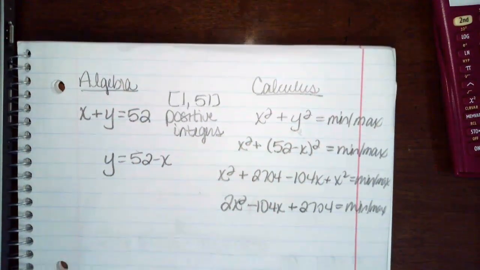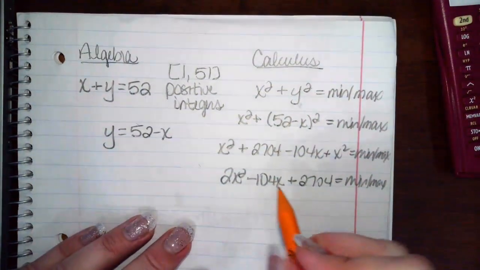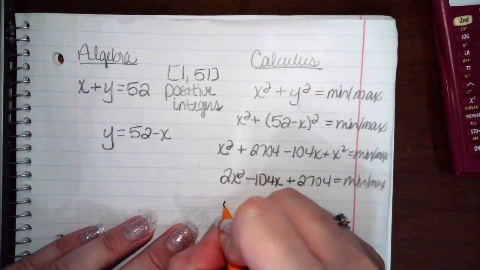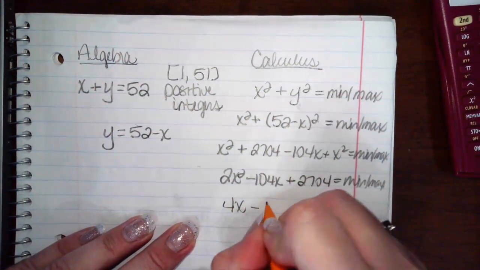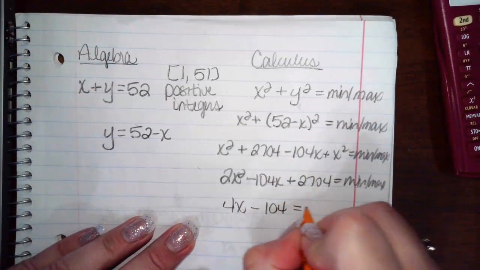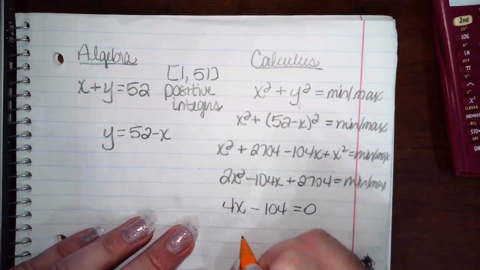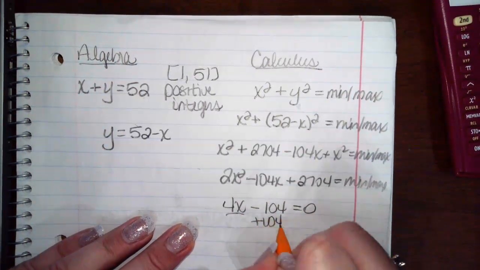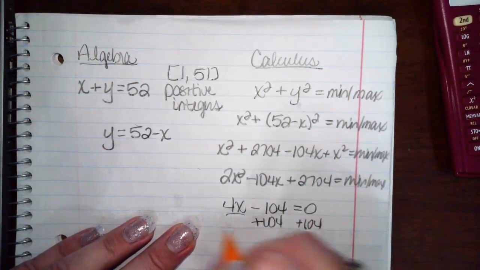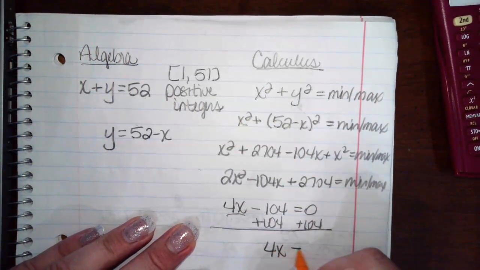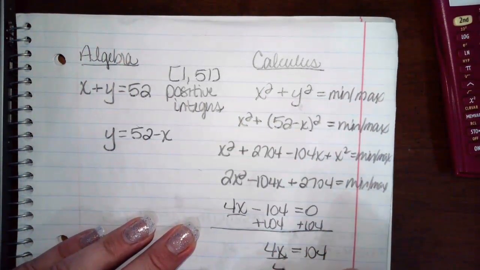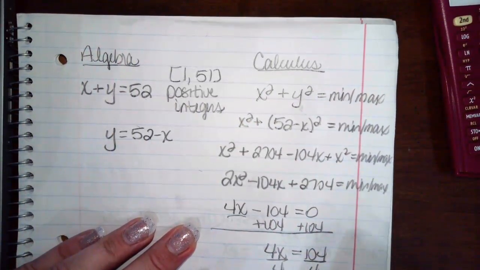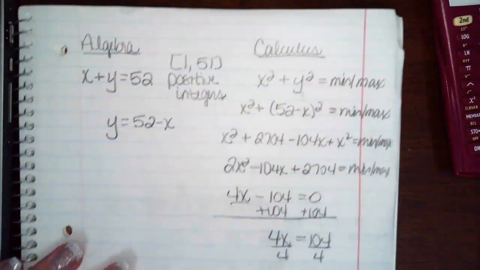So now it's ready for me to take a derivative. So my derivative is going to be 4x minus 104 equals 0. So add 104 to both sides. And I get 4x is 104, so divide both sides by 4, and I get x is 26. Okay?